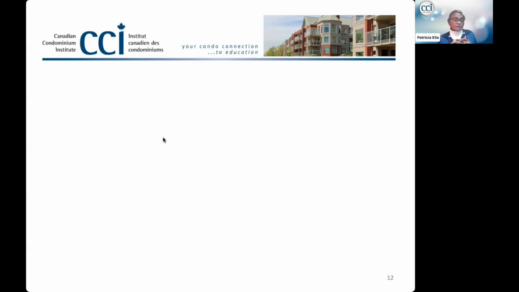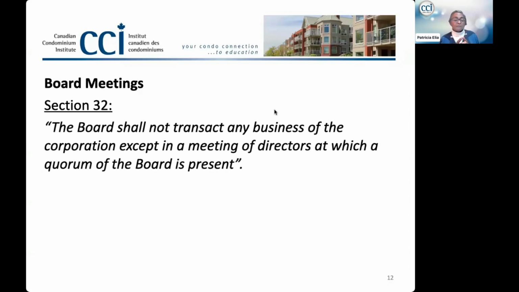So, another important thing to remember, and it's so easy in this day of technology, but the board is not allowed to transact any business of the corporation except at a meeting of directors at which a quorum of the board is present. So, in this world of emails and busy people, it's so easy sometimes for boards to want to make a decision through emails, but it's not a legally binding decision.